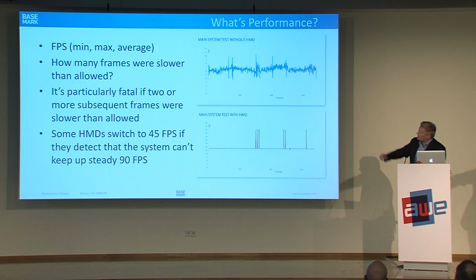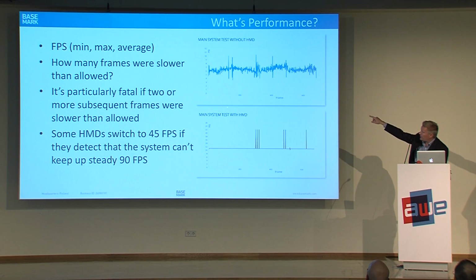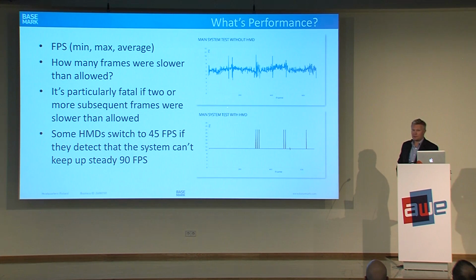So you can see that it fluctuates. These are maybe from different systems, but anyway, it fluctuates and the average is 6 or 7 milliseconds per frame. So that kind of a system should be able to provide the 90 FPS for an HMD.